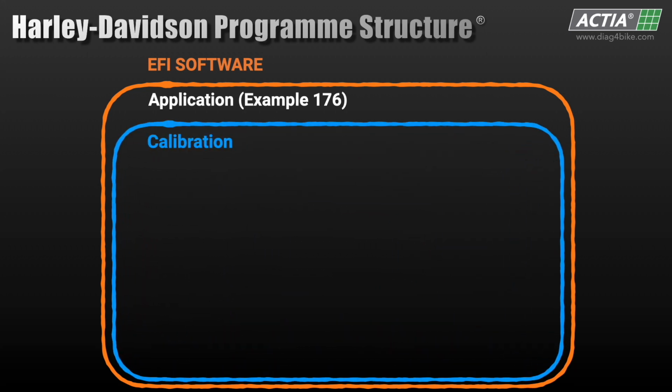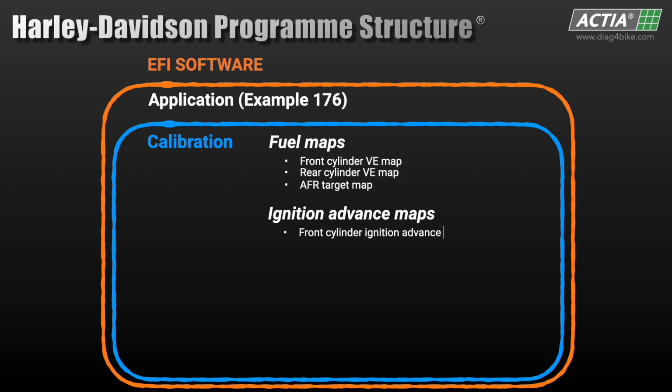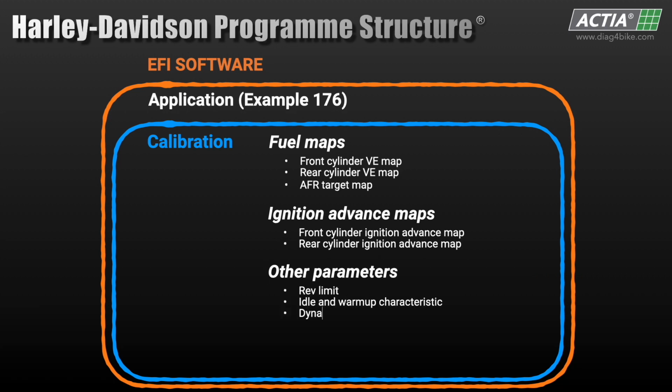An important part of the application is calibration. In essence, it is a system of parameter tables. Calibration uses these parameters to control the specific engine. Parameters listed in calibration have two crucial roles.